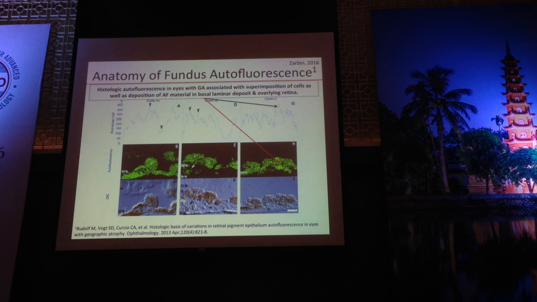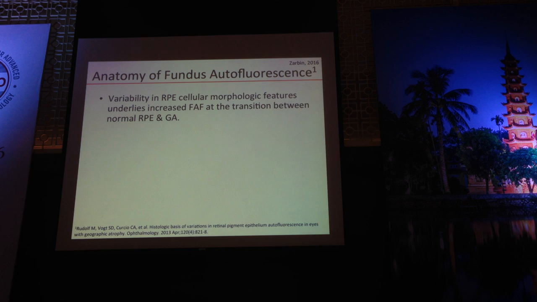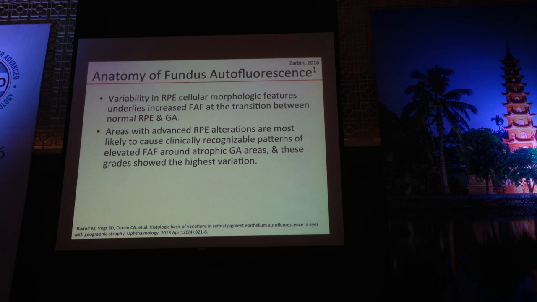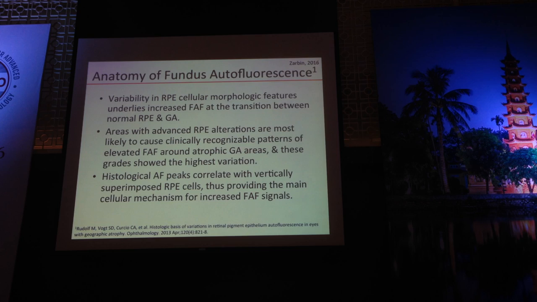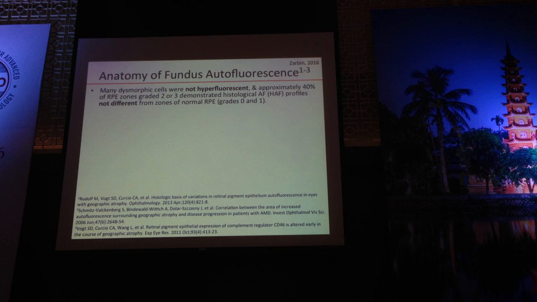So the variability, the thing that really accounts for the changes in fundus autofluorescence, turns out to be variability in the RPE morphology. And areas with advanced RPE abnormalities are most likely to cause the patterns of elevated autofluorescence around the margin of atrophy that we recognize clinically. And as I mentioned to you before, increased fundus autofluorescence does not correlate with RPE cells that have gotten more lipofuscin. It correlates with stacks of RPE cells that contain lipofuscin. In fact, you have many dysmorphic RPE cells that are not hyperfluorescent. And the reason that's important is that that tells you that you're going to see geographic atrophy progress in areas that do not exhibit autofluorescence.